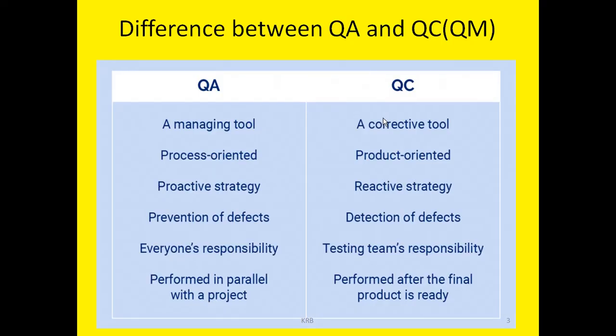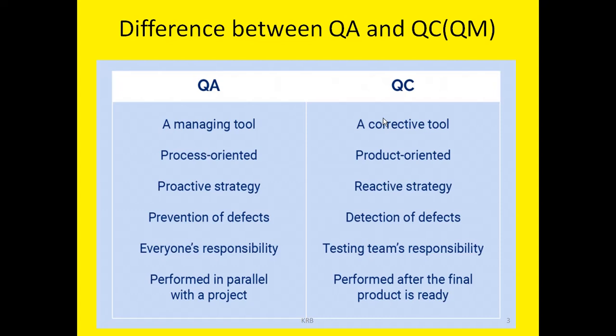So let's see the difference between QA and QC or quality management. So QA is a managing tool, whereas QC is a corrective tool. Then second, QA is process oriented, whereas QC is product oriented. QA focuses on proactive strategy and QC focuses on reactive strategy. We are going to see these two terms, proactive and reactive strategies, in risk management. Fourth one is that QA focuses on prevention of defects, and QC focuses on detection of the defects.